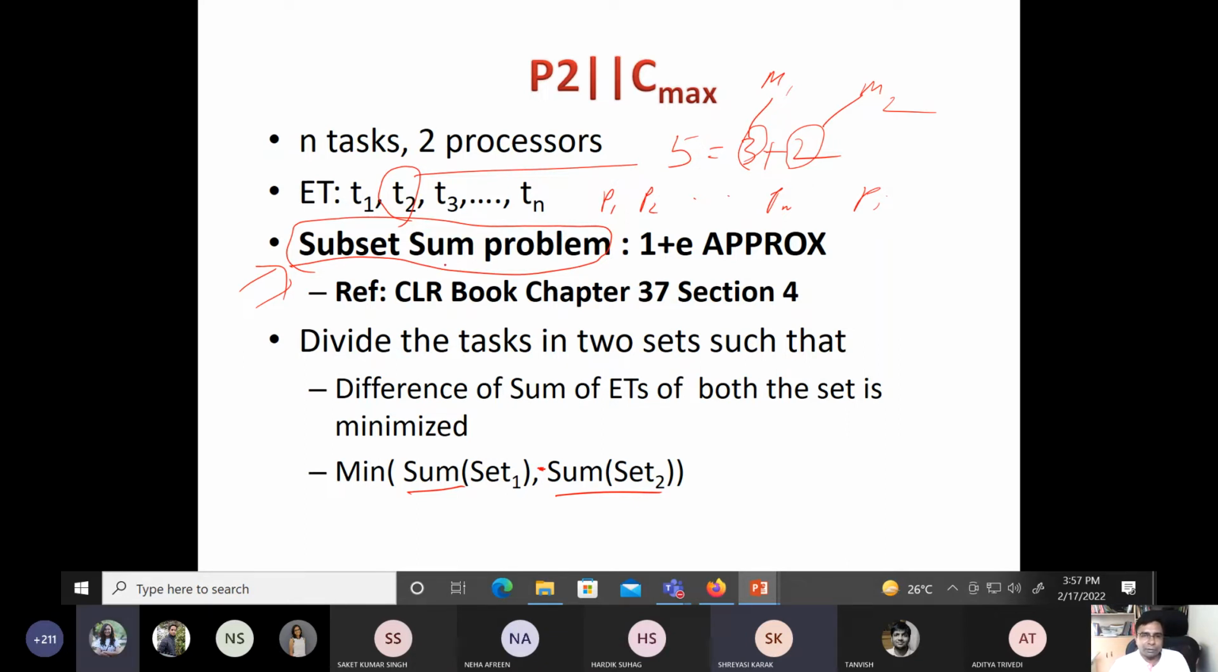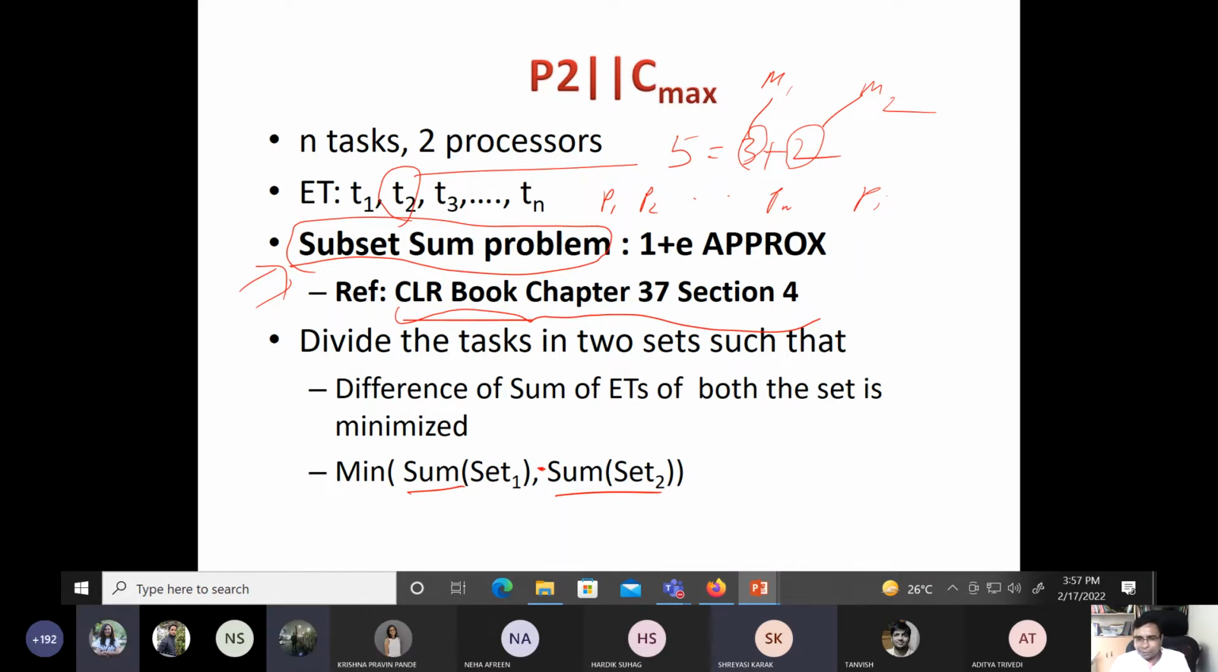If you want, you can refer to this book. Which book? The Cormen book, chapter 37, section 4. This is exactly what they mention: a pseudo polynomial time solution exists, not a polynomial one, and we can get a 1 plus epsilon approximation. If you want, you can go and see. In this course, we will not touch the solution approach for this one. I assume that this is already covered in your algorithm course.